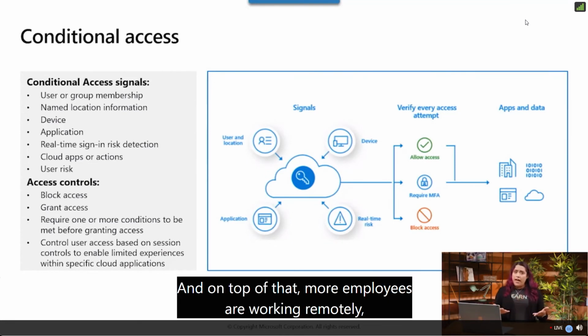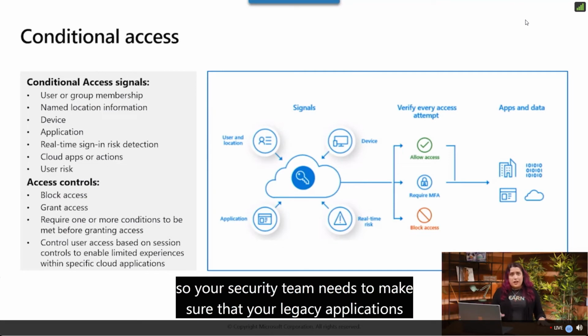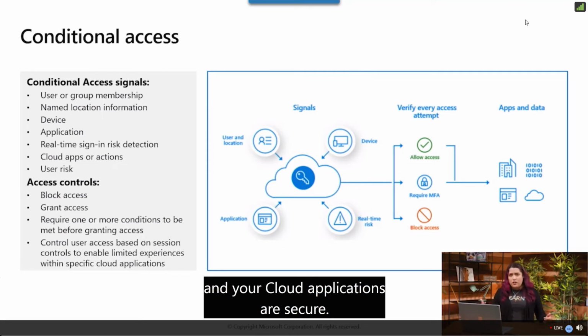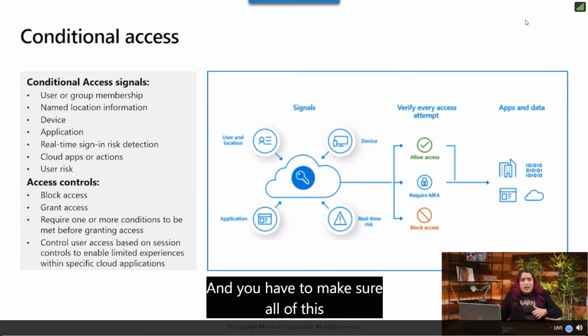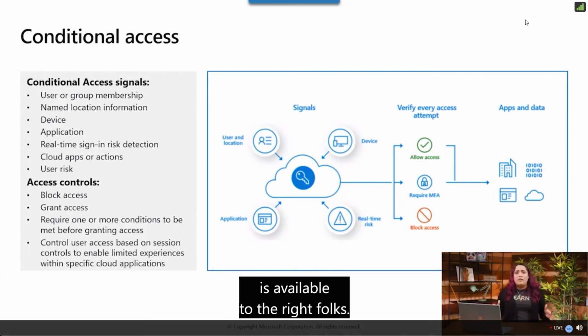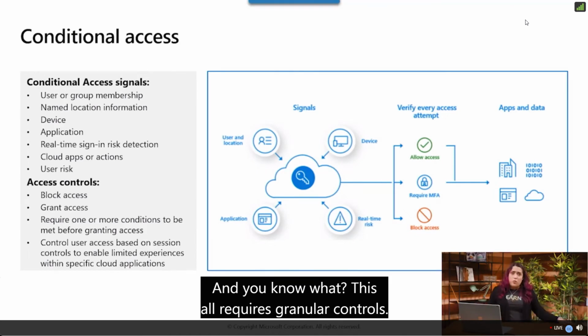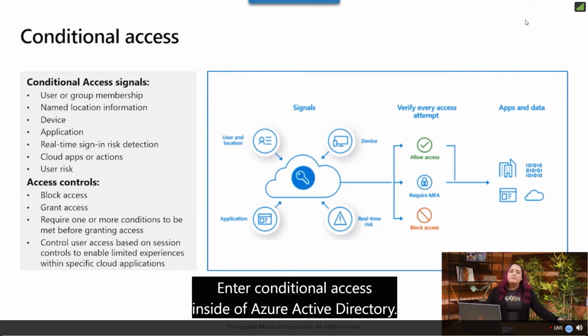And on top of that, more employees are working remotely. So your security team needs to make sure that your legacy applications and your cloud applications are secure, and you have to make sure all of this is available to the right folks. And you know what? This all requires granular controls. Enter conditional access inside of Azure Active Directory.